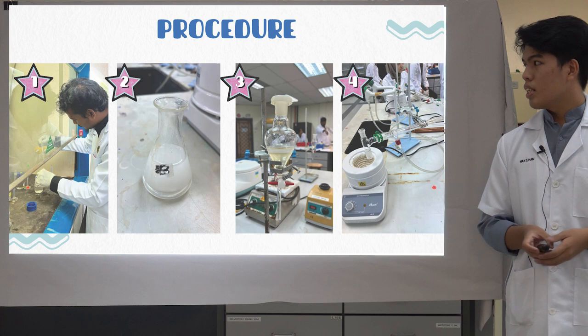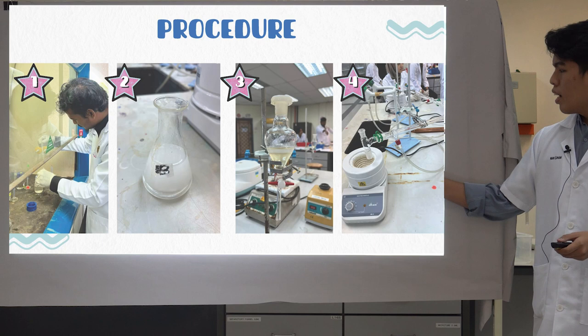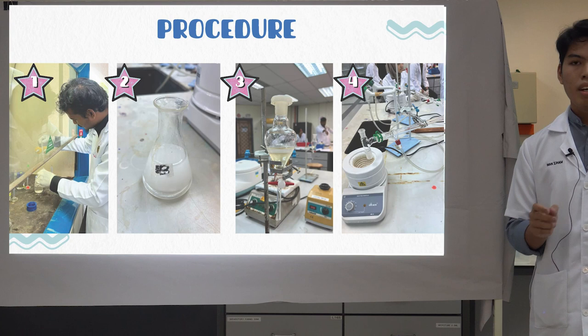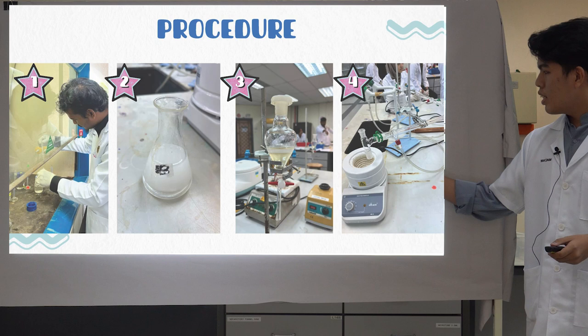Like in this picture, we will put the flask in the heat bath with water, and we will put in anti-bumping granules to make it boil gently. We also add MgSO4 to separate the water from the DCM.